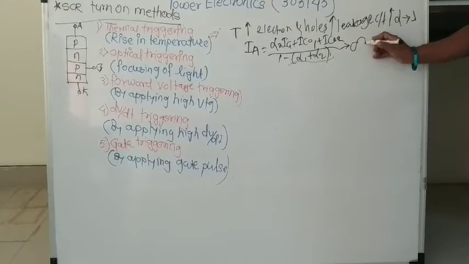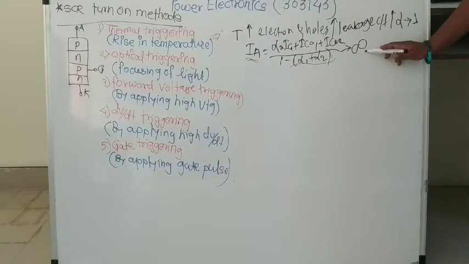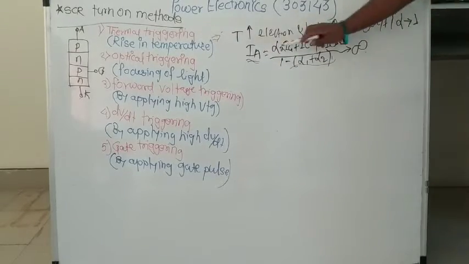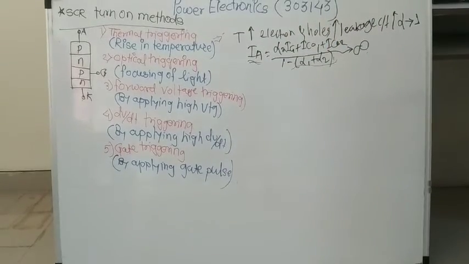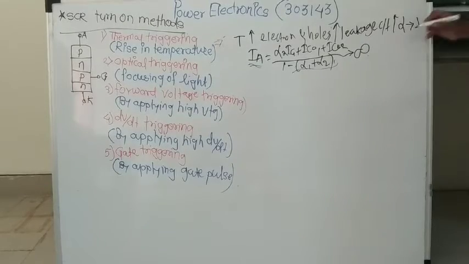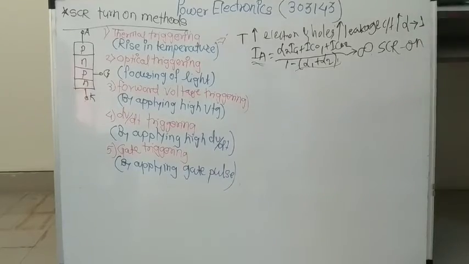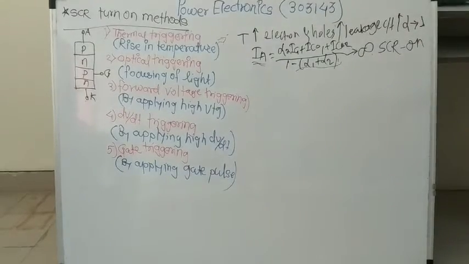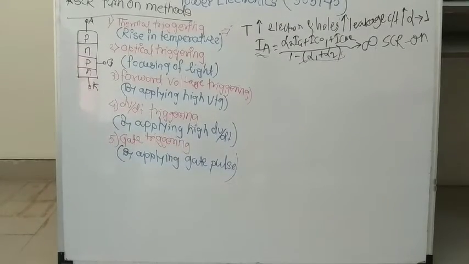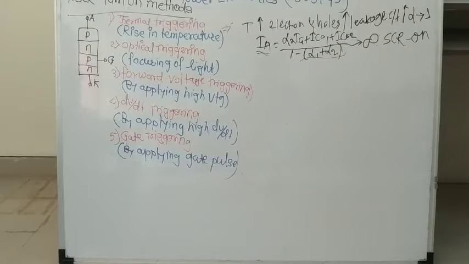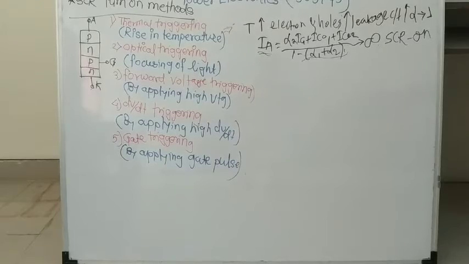It tends to infinity, means indirectly your anode current tends to infinity, means anode current starts flowing through SCR, and as anode current starts flowing through SCR, your SCR gets turned on. SCR gets turned on due to increasing temperature. Hence first method is called thermal triggering or by rising the temperature. In this way we can turn on SCR by rising temperature.